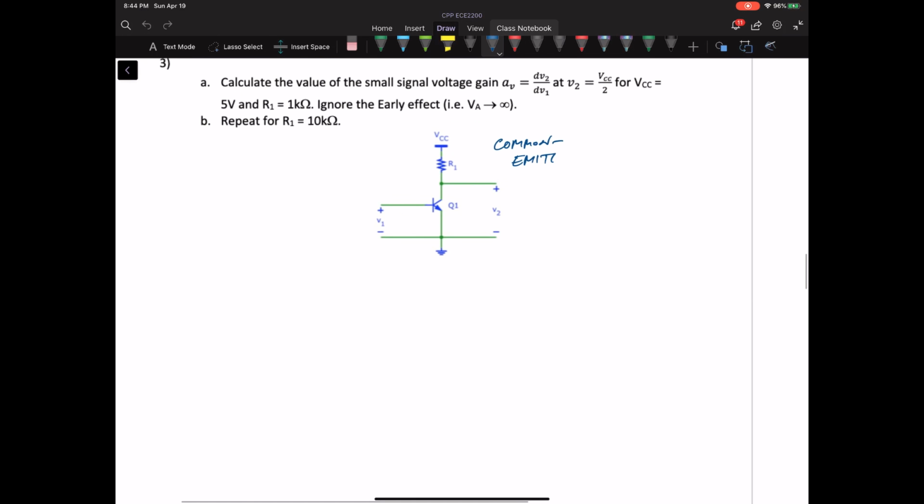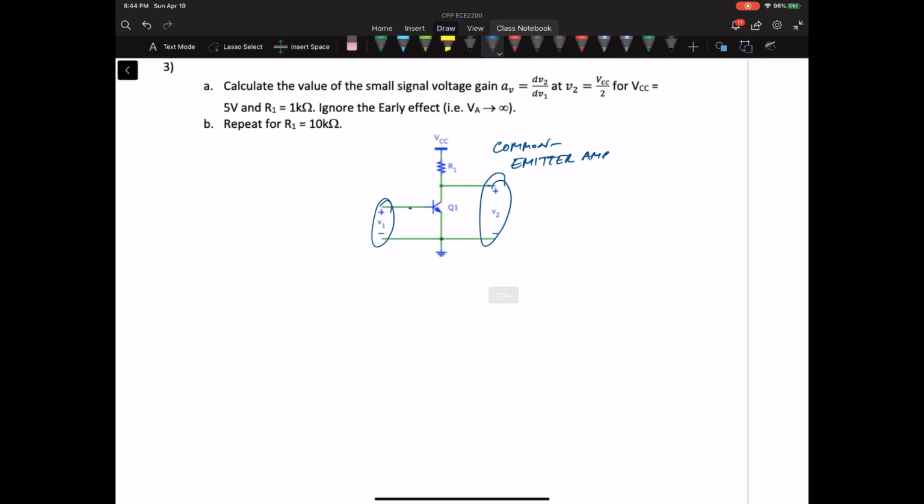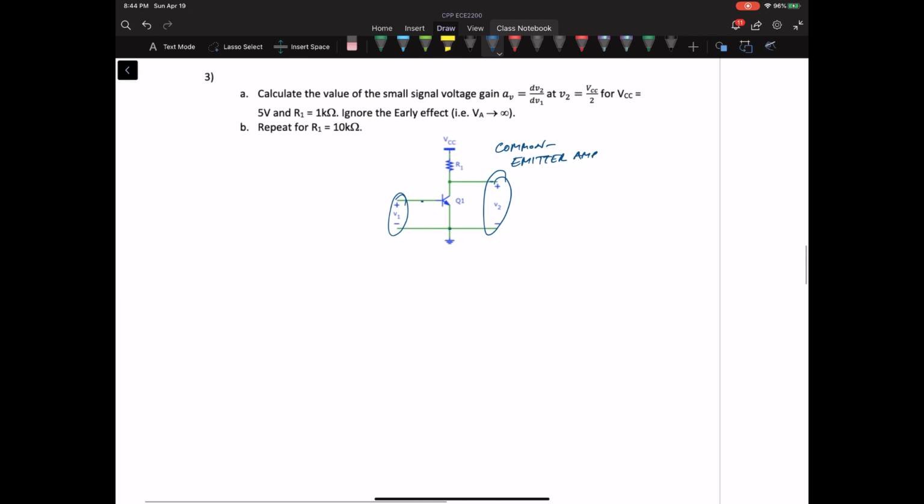Okay, so this is a common emitter amp, because the emitter is in common with the input and the output. Both the input and the output are referred to the emitter. So that makes this a common emitter, and there's nothing else hanging off the emitter. And now, what does it want us to do? It wants us to calculate the gain.